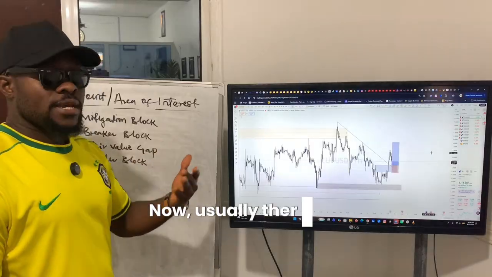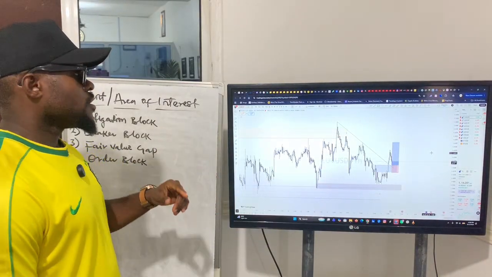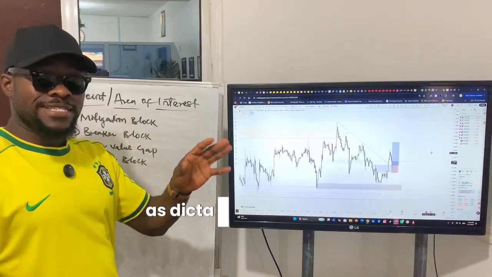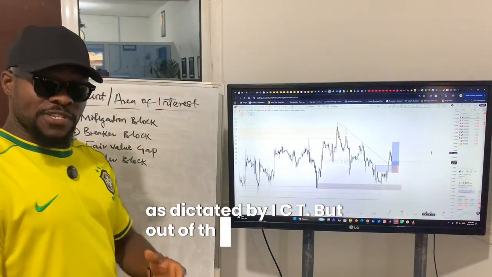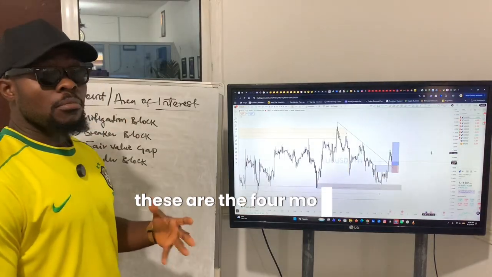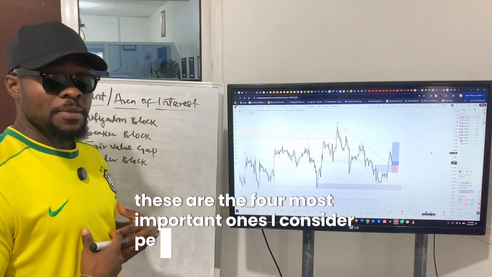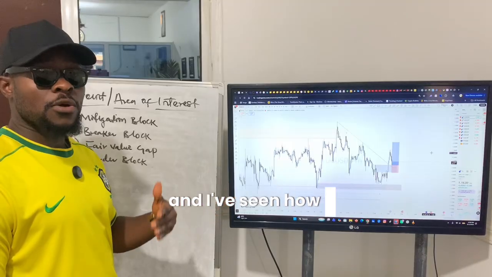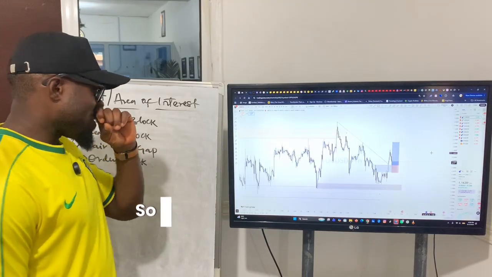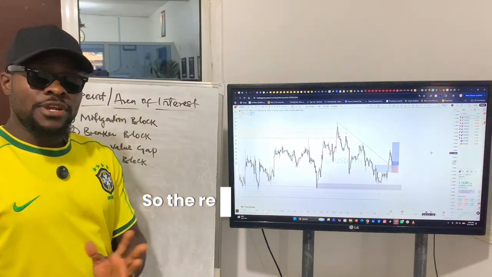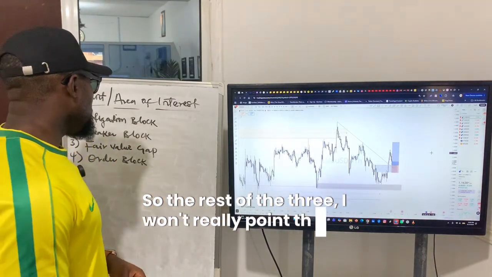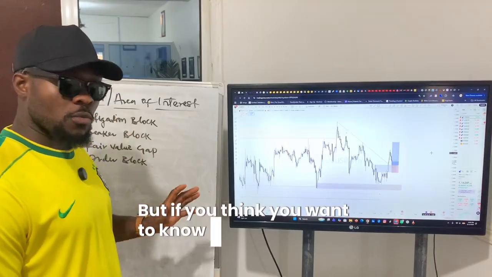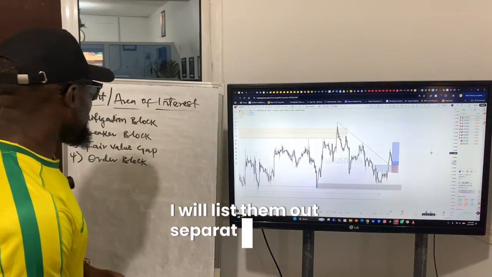Now, usually there are several of them, 7 of them, known as the 7 institutional reference points as dictated by ICT. But out of these 7, these are the 4 most important ones I consider personally, okay? I've traded these and I've seen how effective they are technically. So that is why I'm going to point them out. The rest of the 3, I won't really point them out, not really necessary for me. But if you think you want to know more about that, I'll list them out separately.